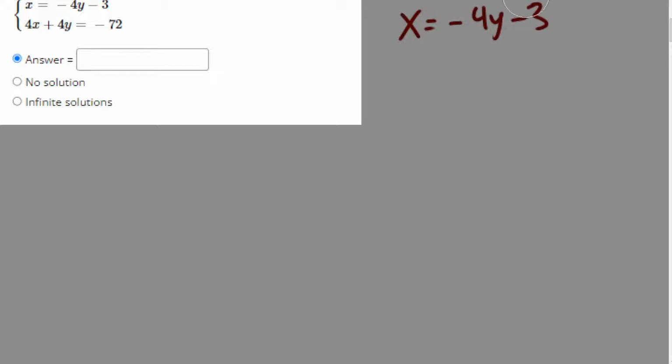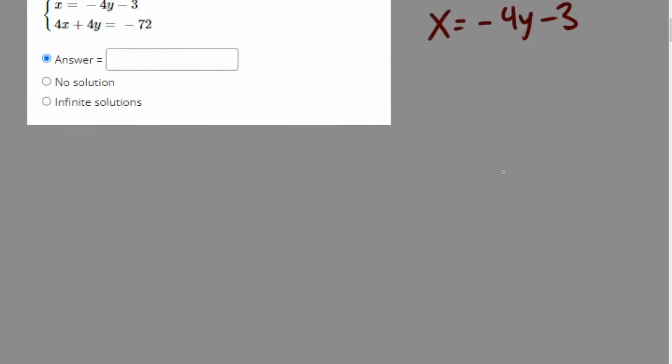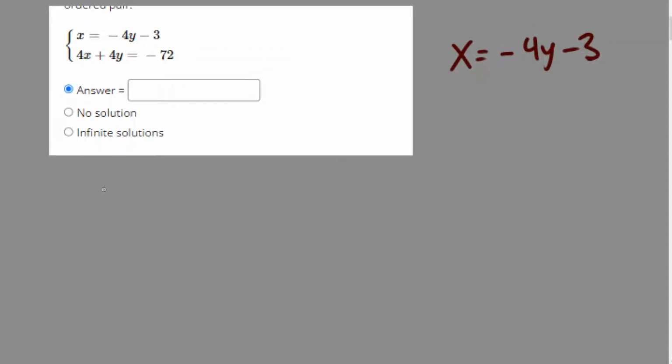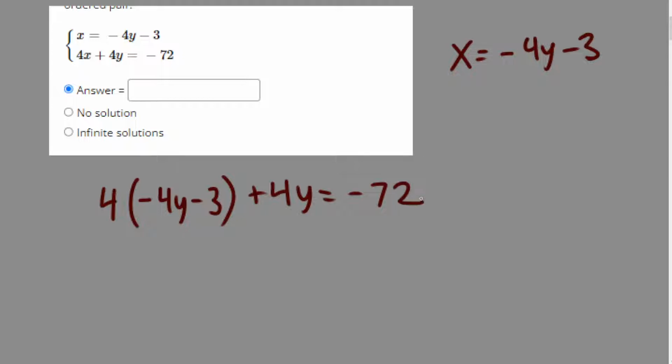And one thing that is a little unintuitive at first, but makes sense, is that this is what x is. x is equal to negative 4y minus 3. And because we know that, we can go to our second equation and say, okay, I know what x is. I'm going to plug in negative 4y minus 3 for our x. And then we'll have plus 4y equals negative 72. And this is a great thing for us because now we only have y's, and so we can solve for what y equals.